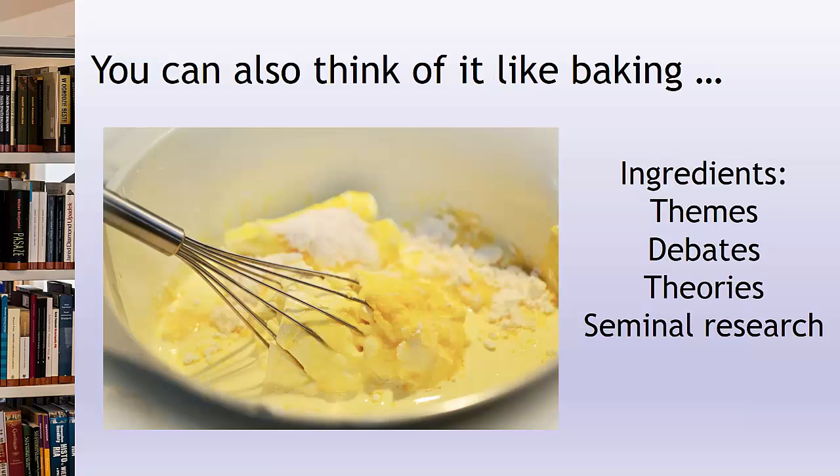In this way, writing your lit review becomes a bit like making a cake. If you're baking, you will start with individual ingredients, perhaps butter, sugar, flour and eggs, and then bring them together to make something that's more than the sum of its parts. In your literature review, your ingredients will be the existing research that's been done, so the different themes that make up your topic.